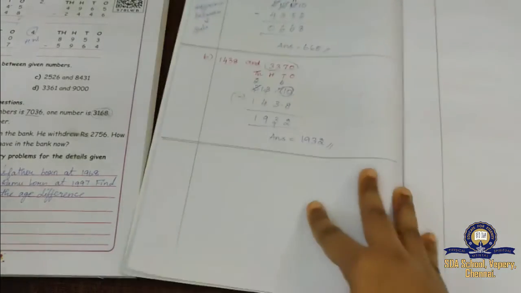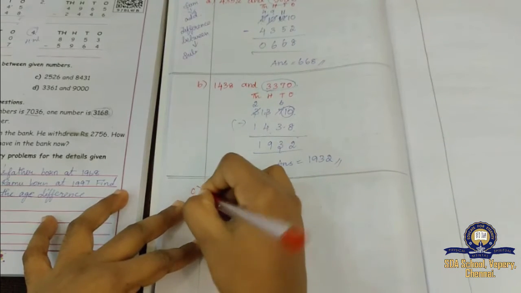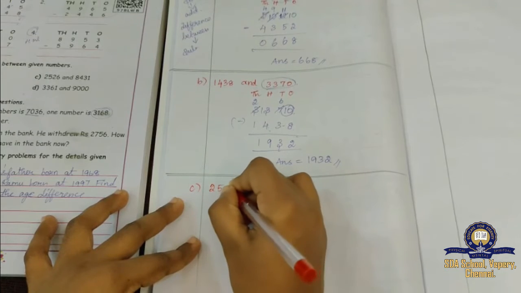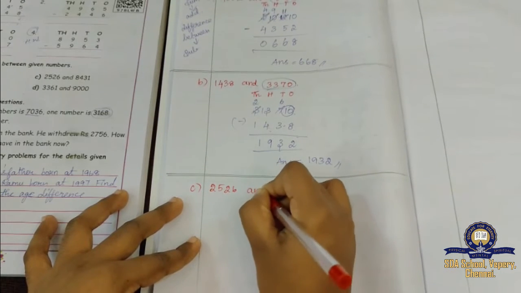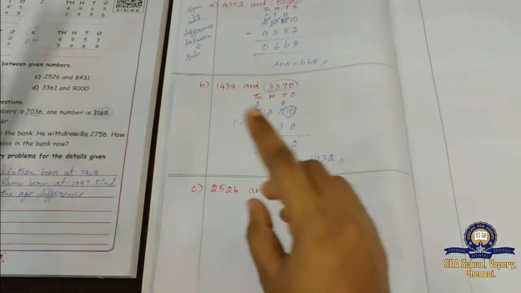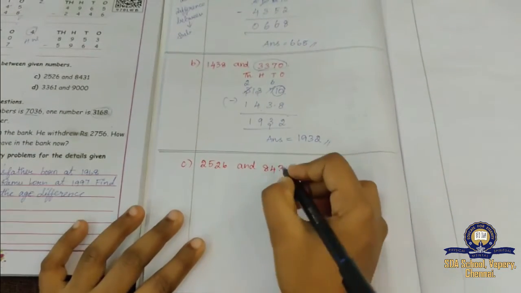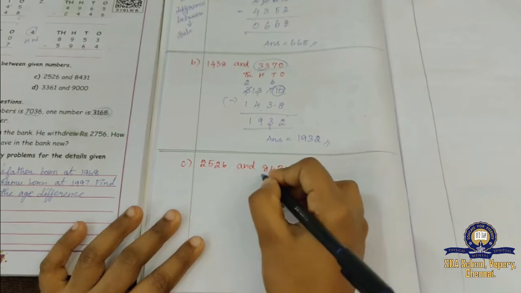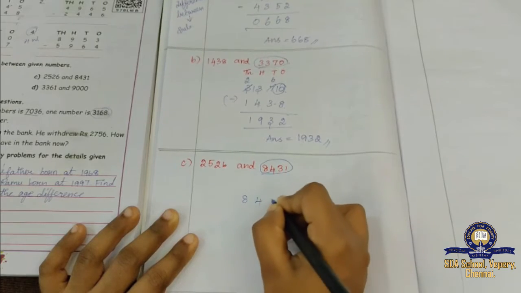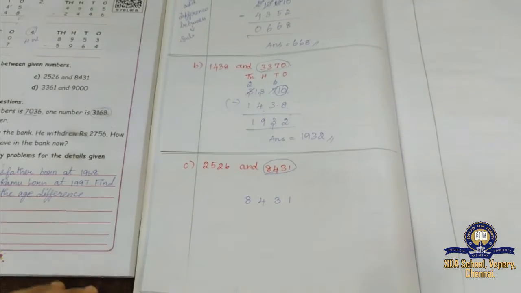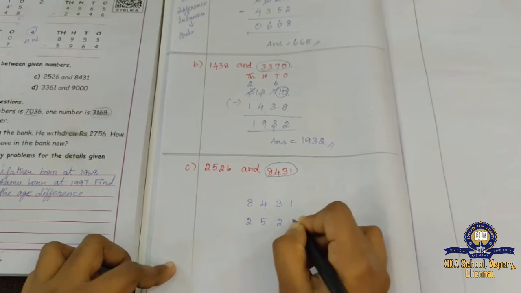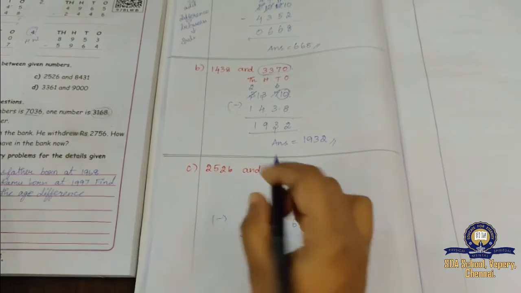Okay, the next sum. C sum, 2526 and 8431. So which is the largest number? 8431 is the largest number. So write 8431. And the next number now, 2526. We are going to subtract this.